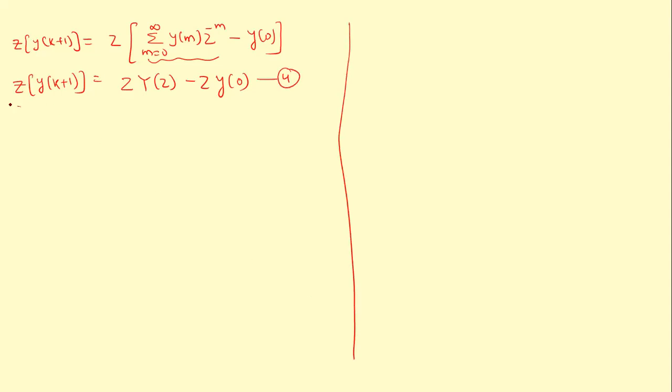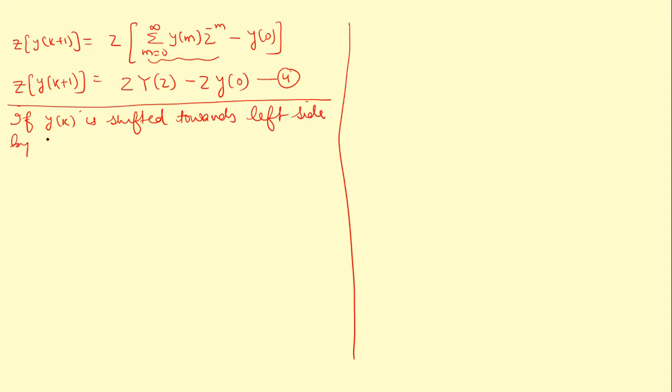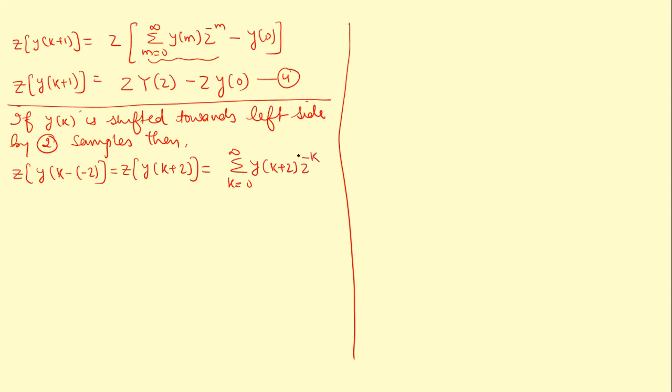Now if yk is shifted towards left side by two samples, then z transform of yk shifted by two samples. So now we have shifted it for two samples towards left, so it would be z transform of y k plus 2, right? So this would be summation k is equal to 0 to infinity y k plus 2 z raised to the power minus k. So this is, let us say, equation 5.